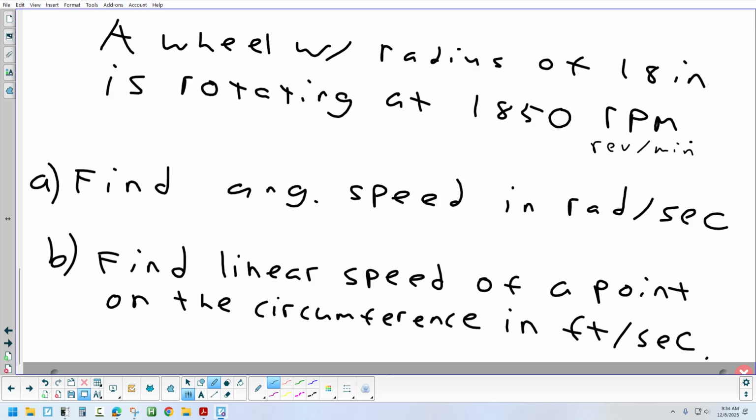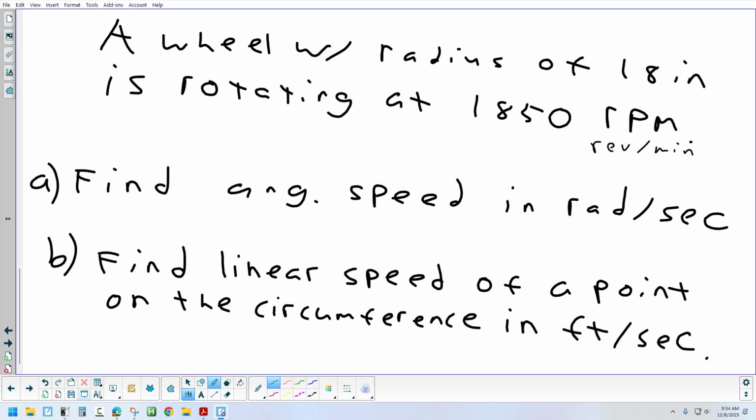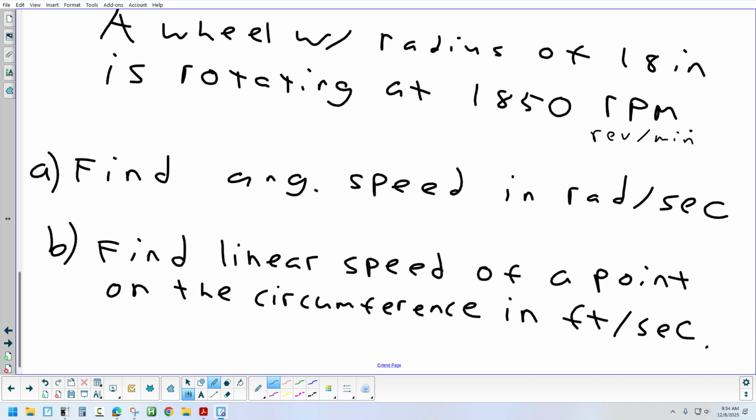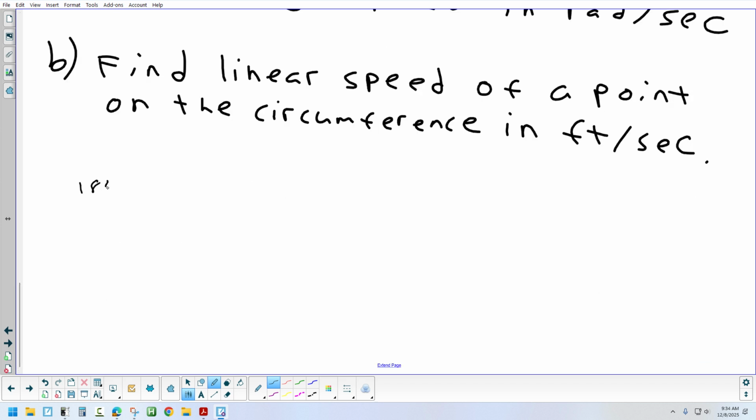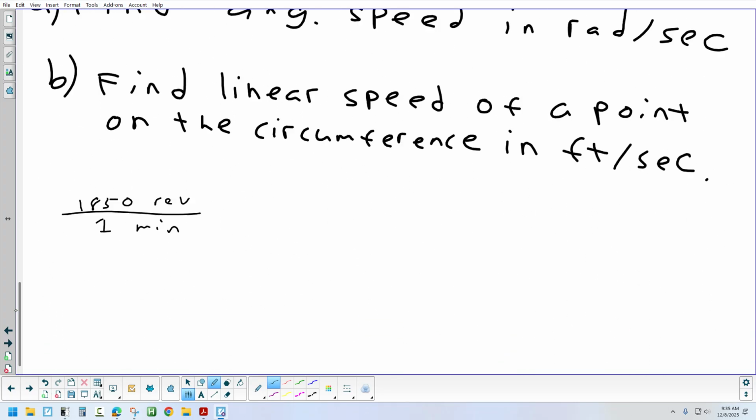Okay, so what's the speed that they gave me of this wheel to start with? 1,850 revolutions per minute. Right, 1,850 revolutions per minute. That 18, I don't need that right now. Right, that doesn't have anything to do with angular speed. I know the speed is 1850. All right, so let's write that down. 1850 revolutions per minute, and our goal is to end up with radians per second.